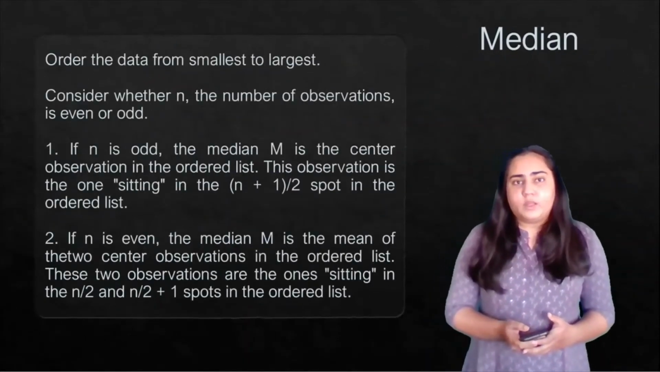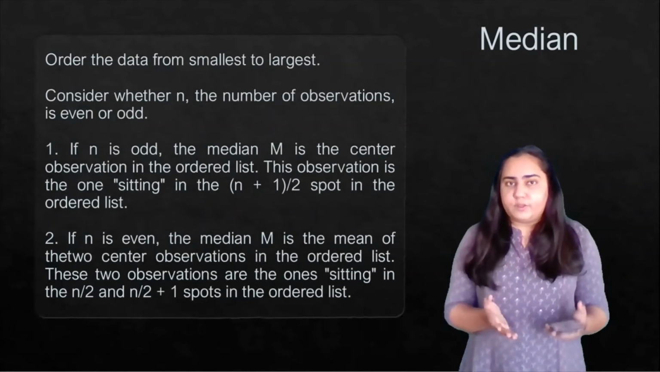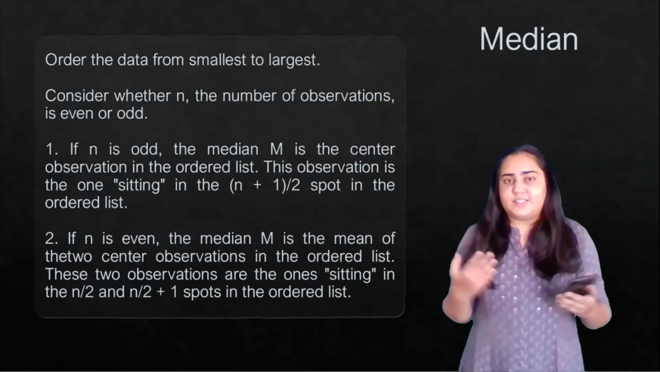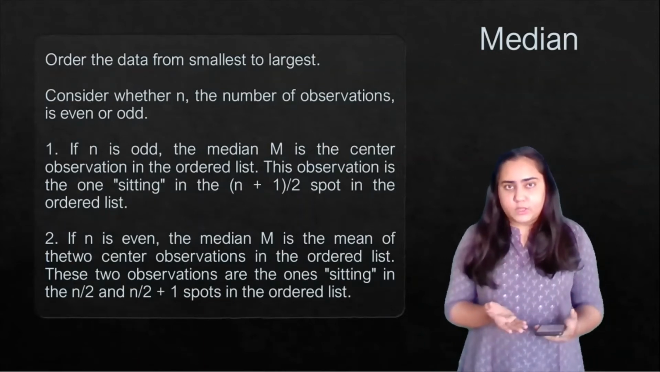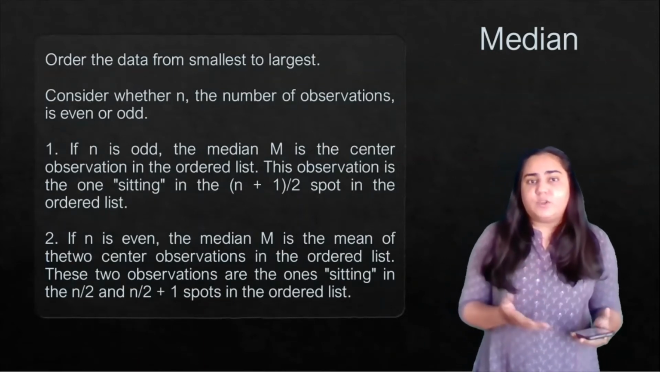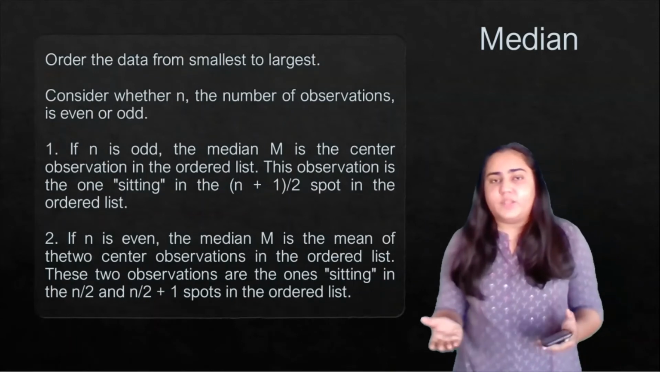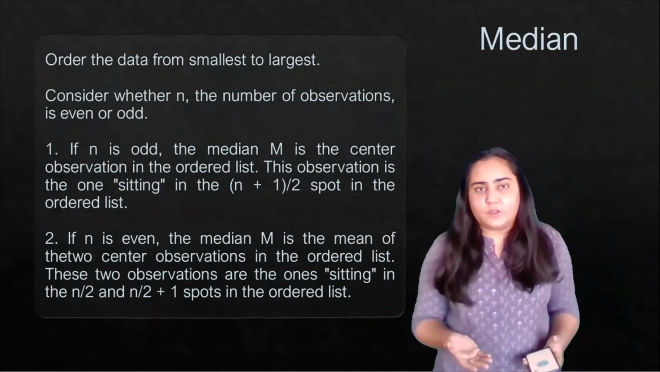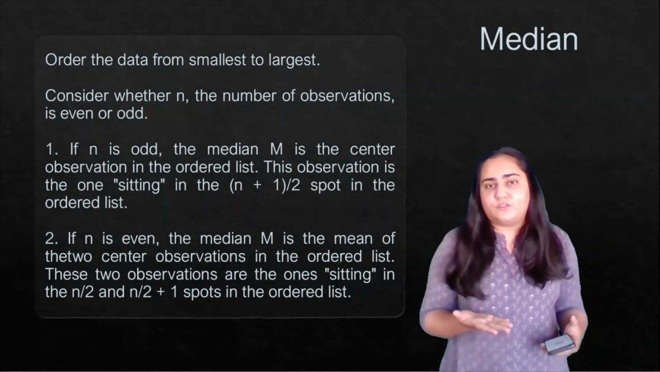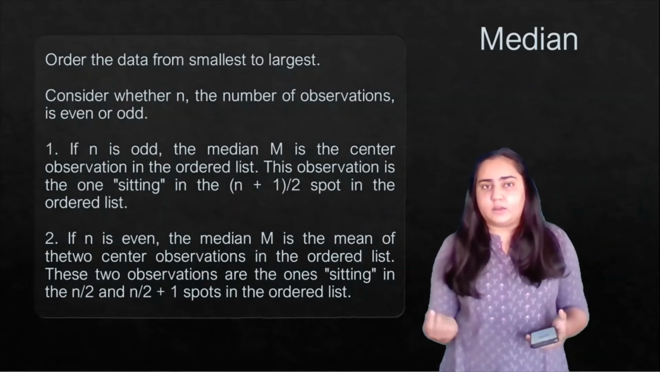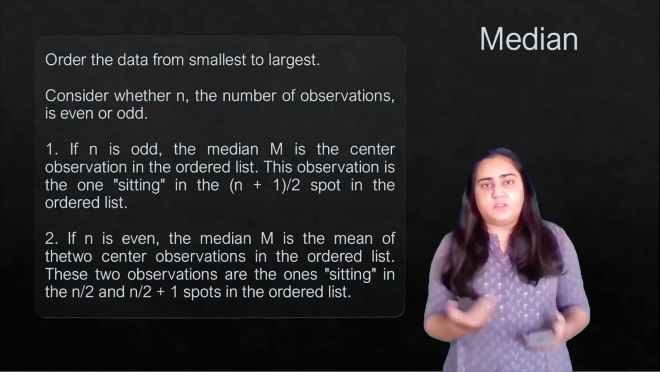So first of all, you will order the data from smallest to largest. It is necessary that you sort the data in ascending order first. And then you have to consider whether the number of values you have is odd or even. And we call this number of values, number of observations, as n. And we find out if n is odd or even.